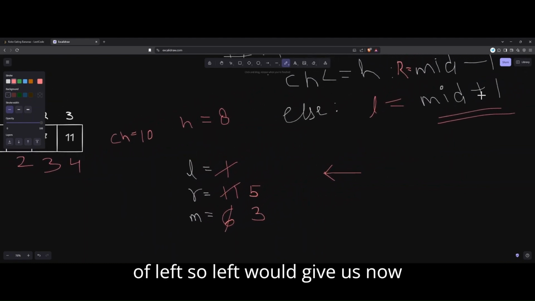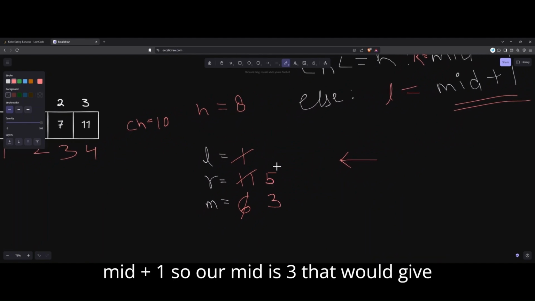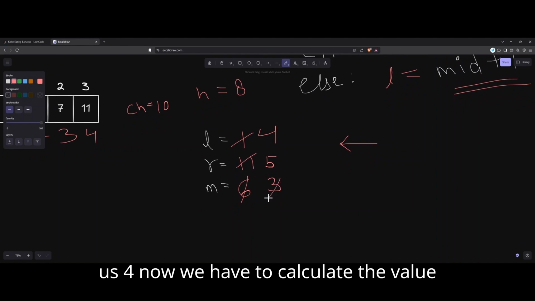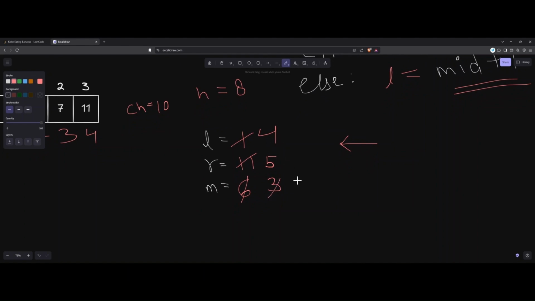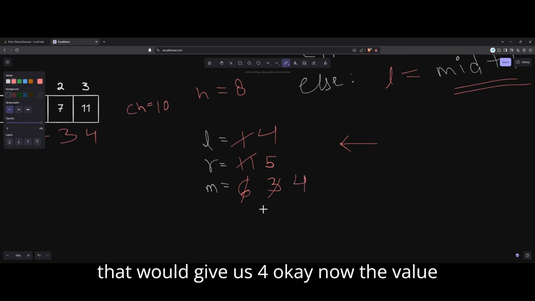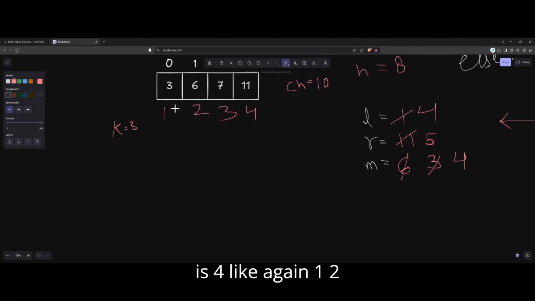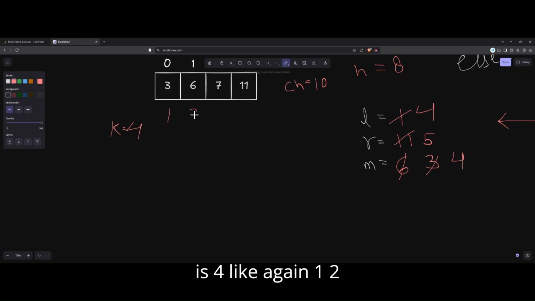So moving ahead, we have to change the value of left. So left would give us now mid plus 1. So mid is 3, that would give us 4. Now we have to calculate the value again. So 4 plus 5 would give us 9, that would give us 4. Now the value is 4. Check again: 1, 2, 2, and 3.